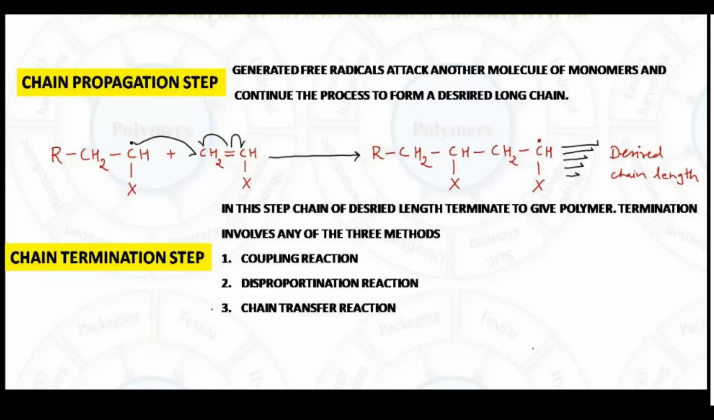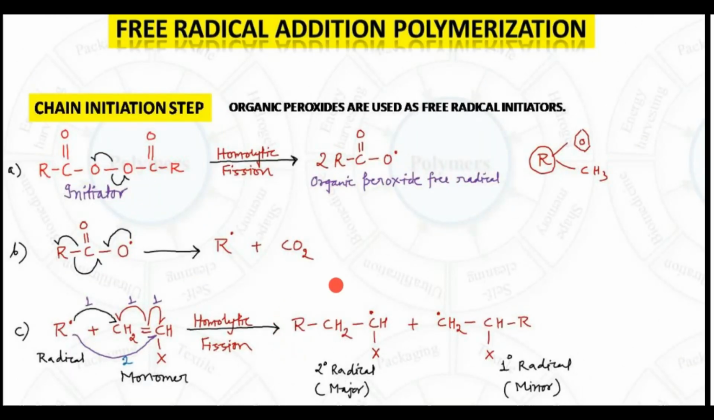And now the chain propagation step. Now your chain will start to propagate. That means generated free radicals, which I have produced in the last slide, attack another molecule of monomers and continue the process to form a desired long chain. Desired long chain means whatever the molecular weight of polymer you require, you can go up to that extent, okay? So here this radical I have produced in my last slide here. If I go back, you see, I'm starting with the secondary radical because it is more stable, okay? But this will also form the product, please remember, okay?